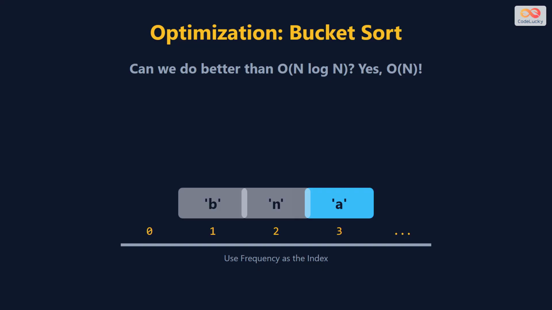Can we make it faster? Yes. If we use bucket sort, we can achieve O of n time complexity. Instead of standard sorting, we use an array where the index represents the frequency. We place characters into the bucket corresponding to their count, then iterate from the highest index down.